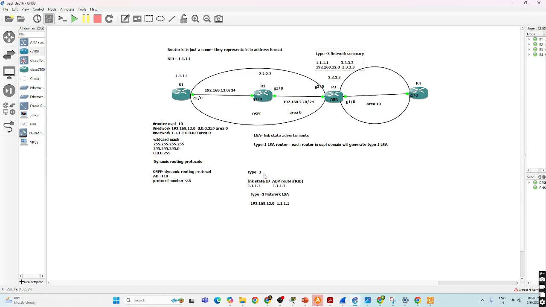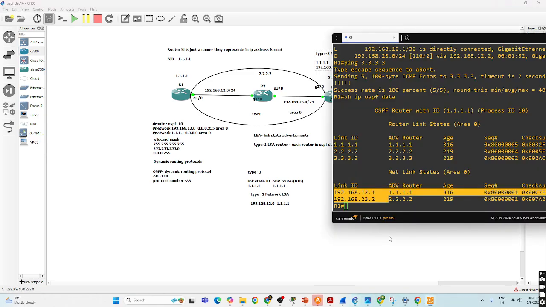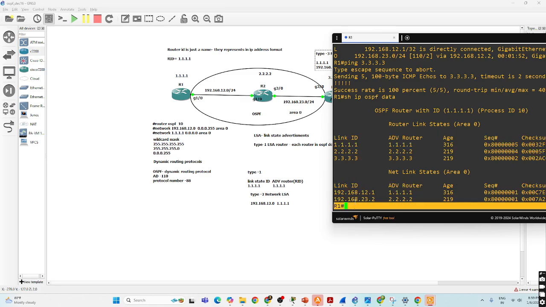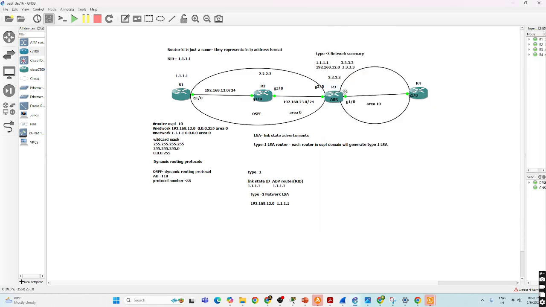So total how many type 1, type 2? There are 3 type 1 and 2 type 2. Total 5 LSAs, right? Total 5 LSAs will convert into type 3. You will see 5 type 3 LSAs on R4.